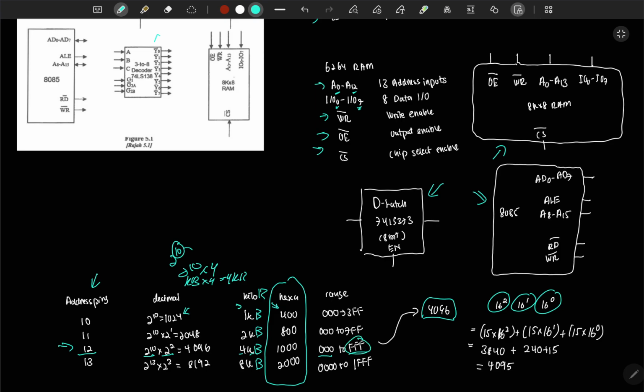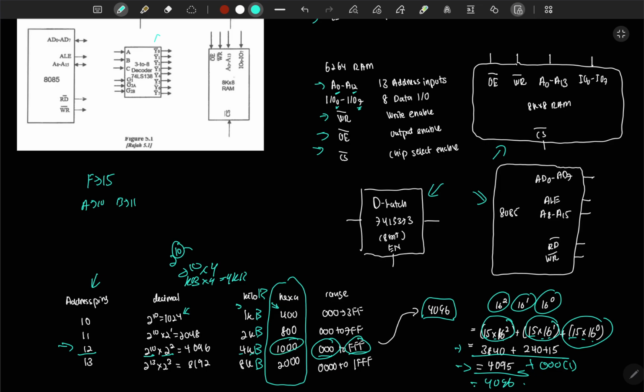Now FFF means 15 times 16 power of 2, 15 times 16 power of 1, 15 times 16 power of 0. I assume you know F is equivalent to 15, A is equivalent to 10, B is 11, and so on. If you add it up, you will get 4095. You may ask, it's just 4095, why 4096? We need to add 000 as well, which is equivalent to 1, so it becomes 4096.